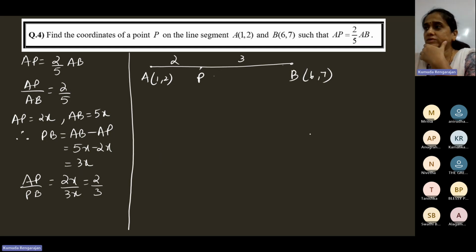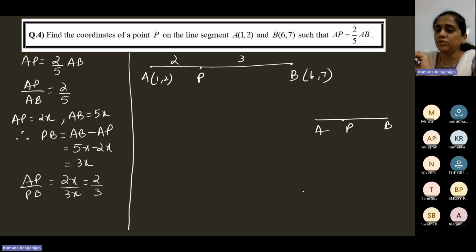Okay, so please listen first. The line segment is AB, right? AB is the line segment and P is the point of division. P lies on the line segment AB. So P is the point of division. Now, what is the ratio you want? You want the ratio AP by PB.